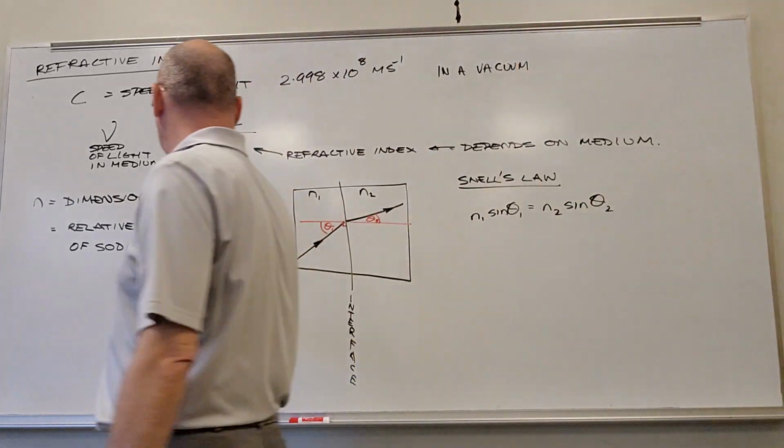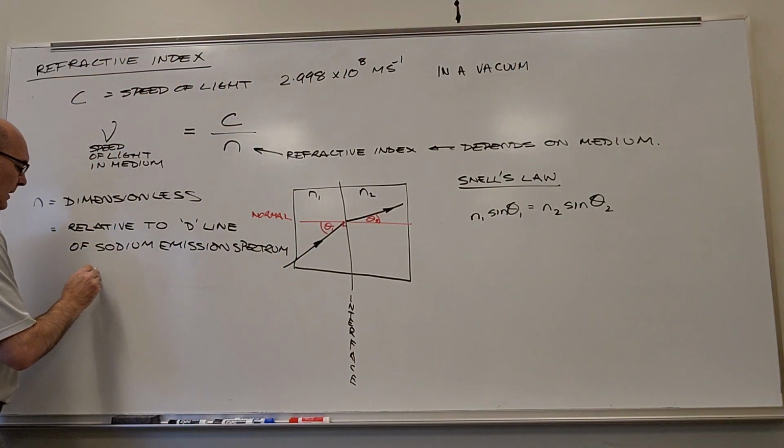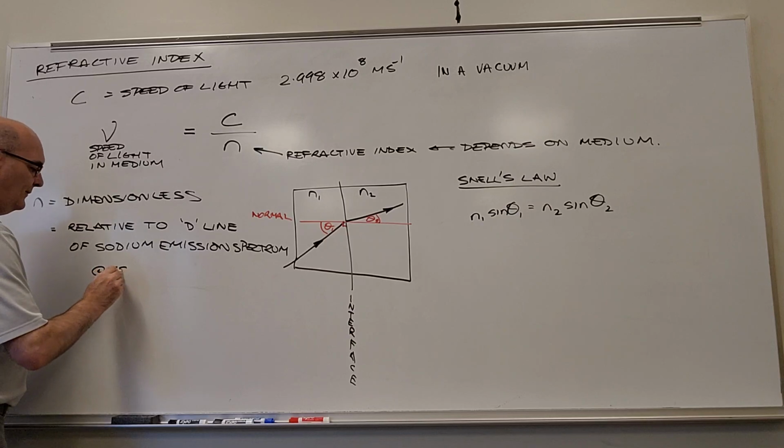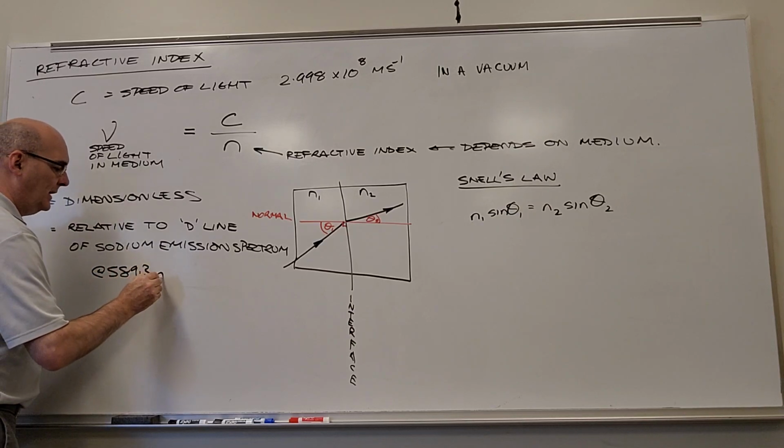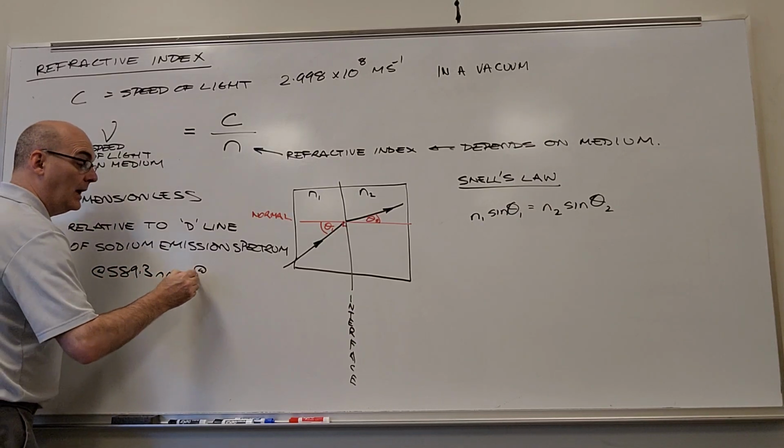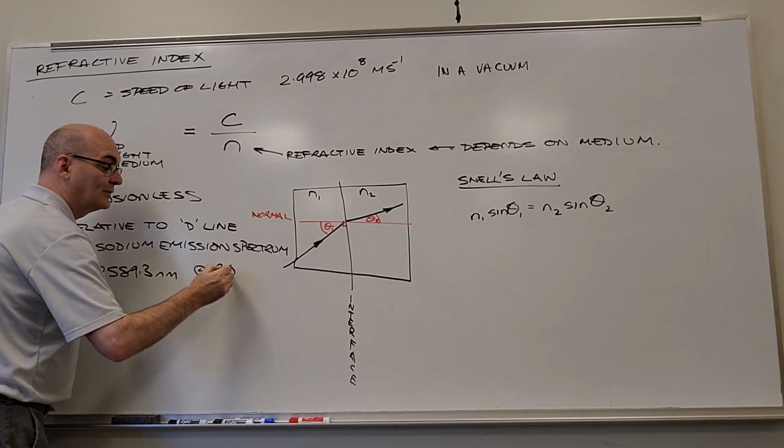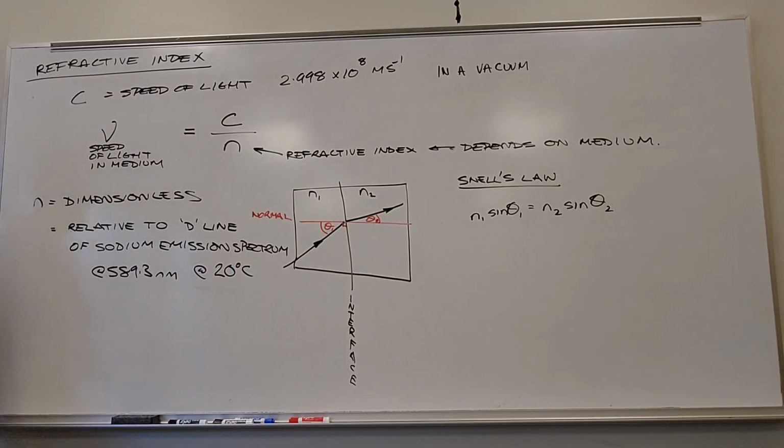589, which is 589.3 nanometers, and we measured that at 20 degrees Celsius. 20 degrees Celsius is not a standard number. 25 would be, but everything's already been recorded, and no one's going to go back and record them all again.